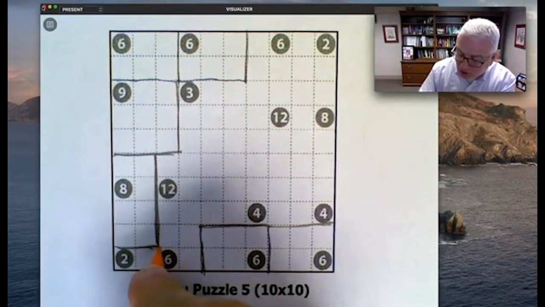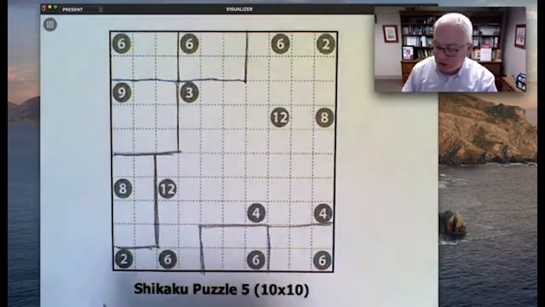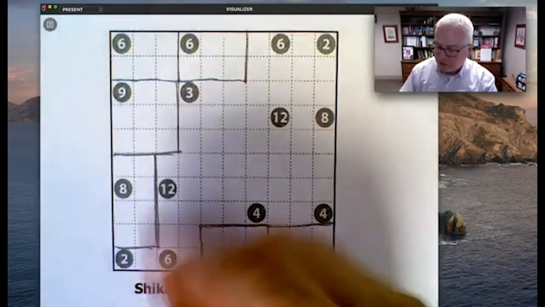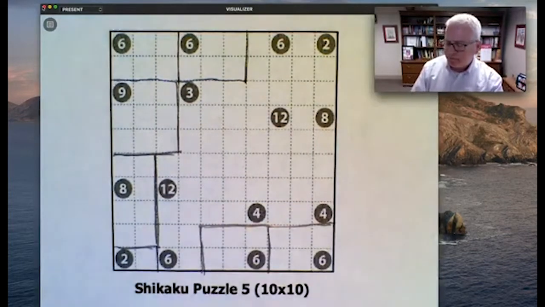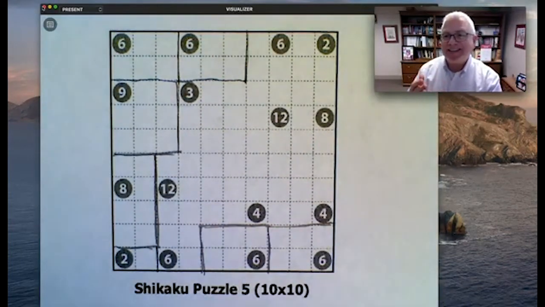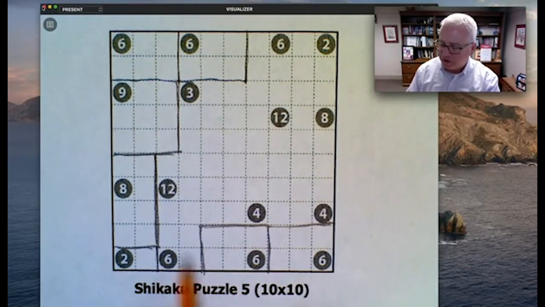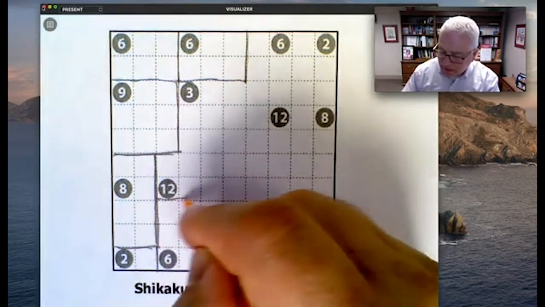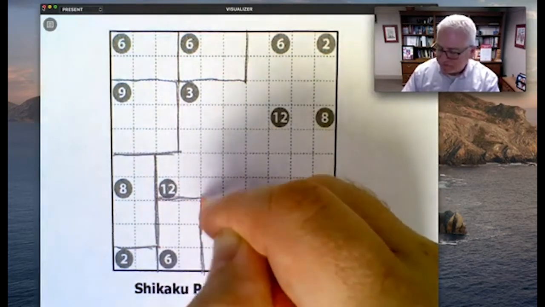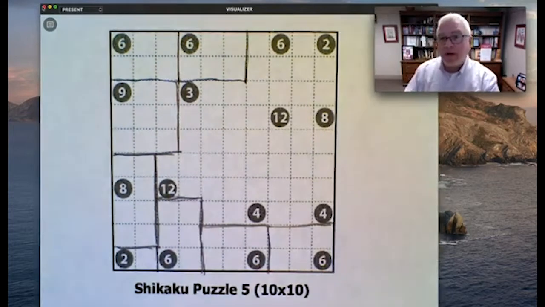Once that 8 has been drawn, right below it, there's a 2 that can only go over 2 and up 1. Now I finally get to see a 6 that's in a different kind of arrangement. This 6, I can't go over 3 like I did with these other 6s, but I can go over 2 and up 3, taking me up to this point right here. Now my puzzle is filling in quite nicely.